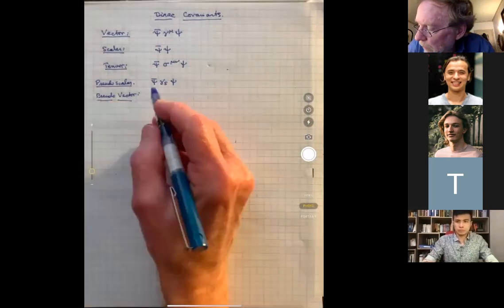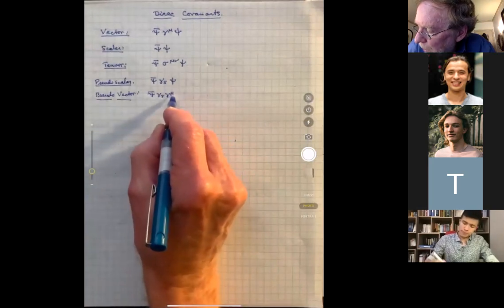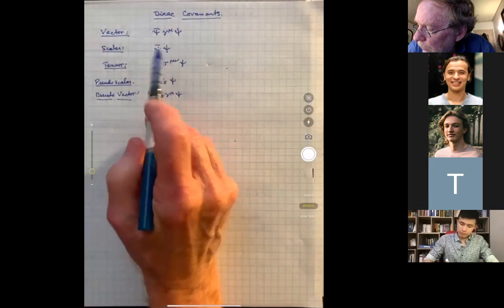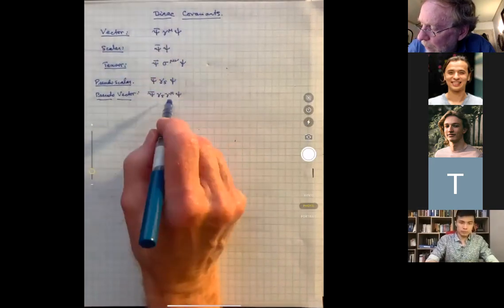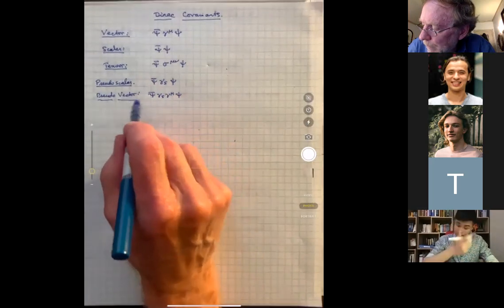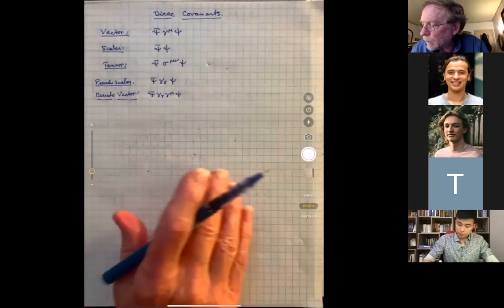By the way, the pseudo vector is going to be psi bar gamma 5 gamma mu psi, as compared to the true vector, like the current. You've got just a gamma mu in there, but you put a gamma 5 and it turns it into a pseudo vector. And again, pseudo vectors play an important role in the theory of the weak interactions. All right.